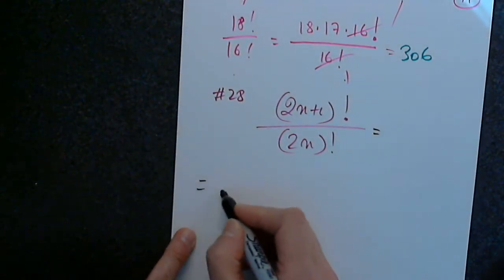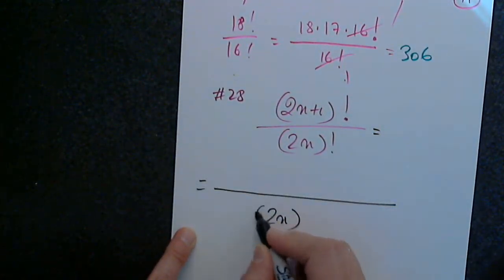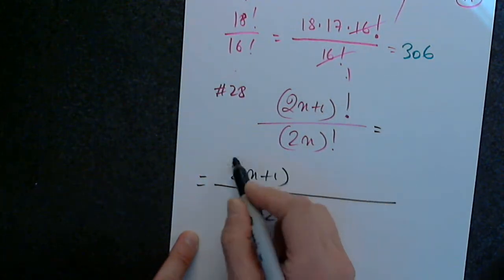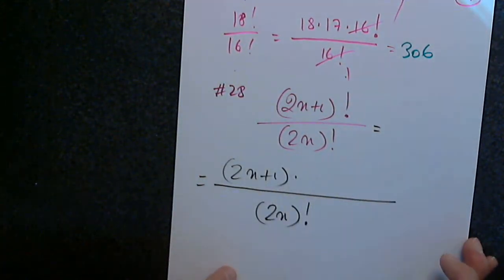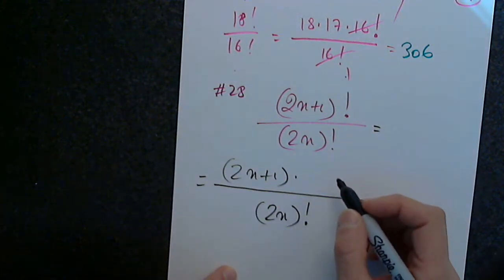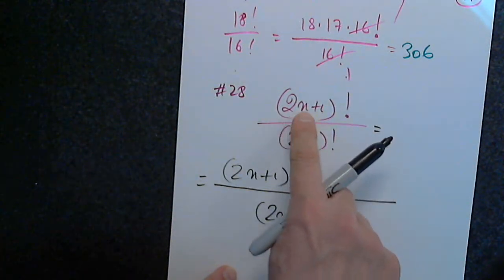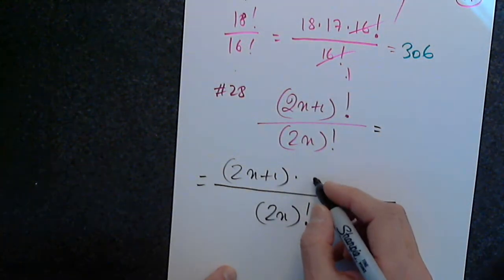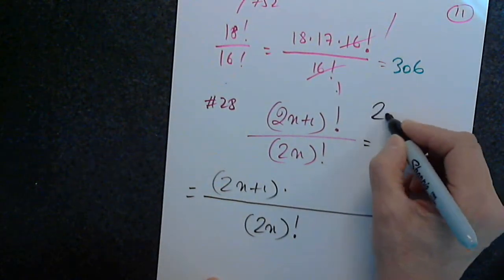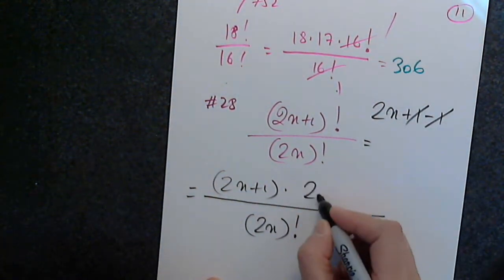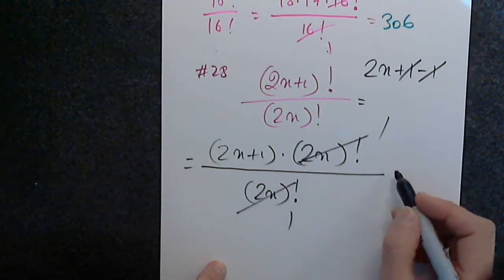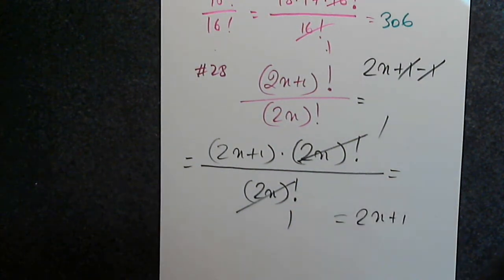Very good. So then the one at the top, I will write it, I have to start with the top, with the first one. 2n plus 1 times, what will be the next one? 2n plus 1 minus 1, which is 2n. And why do I stop at 2n factorial? Because you can't go out with the bottom. So the answer is 2n plus 1.